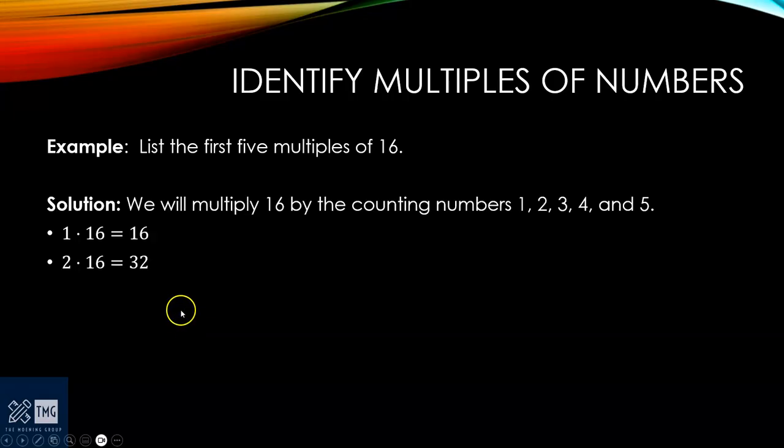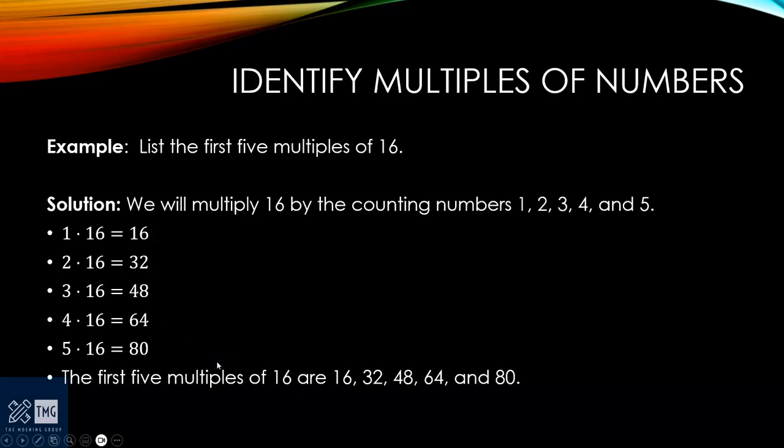16 times 2, 32. There's the second multiple. 16 times 3 is 48. There's the third. 16 times 4 is 64. There's the fourth. And then 5 times 16 is 80. So the first 5 multiples of 16 are 16, 32, 48, 64, and 80.